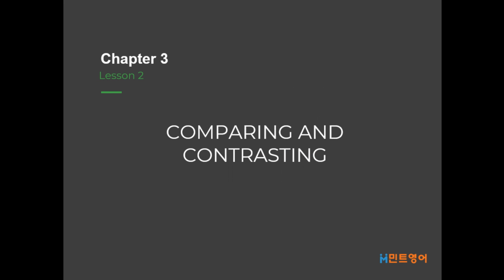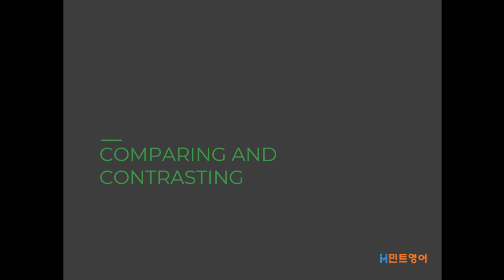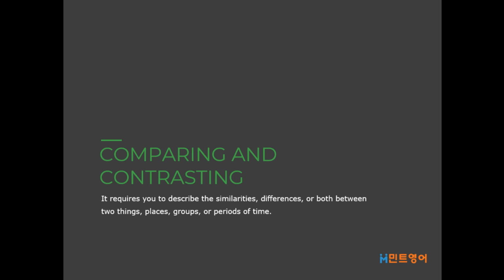In the previous lesson, we talked about the steps in stating opinions and facts. Now, in this lesson, we're going to discuss how to compare and contrast. Comparing and contrasting is common in IELTS Speaking Part 3. It generally requires you to describe the similarities, differences, or both between two things, places, groups, or periods of time. Familiarity with comparative adjectives is an advantage since the knowledge and proper usage of these is being measured in this type of question.